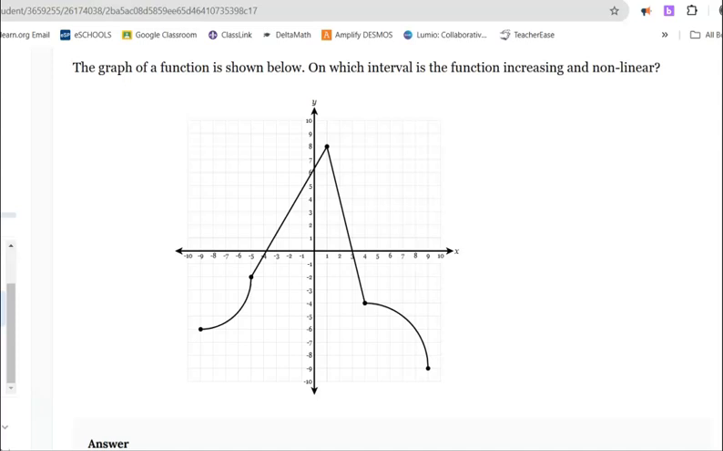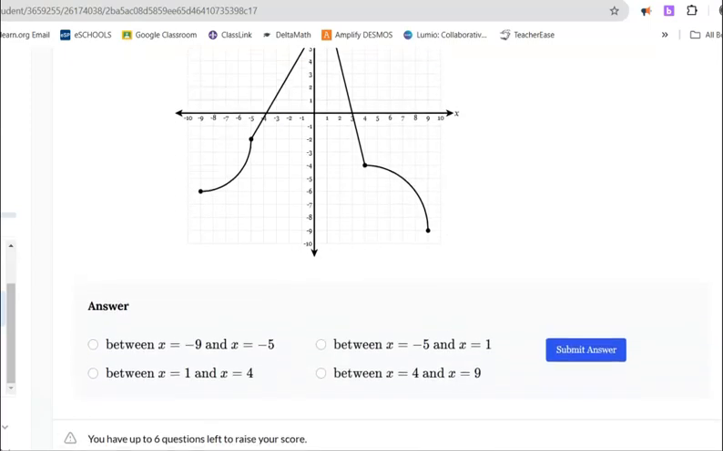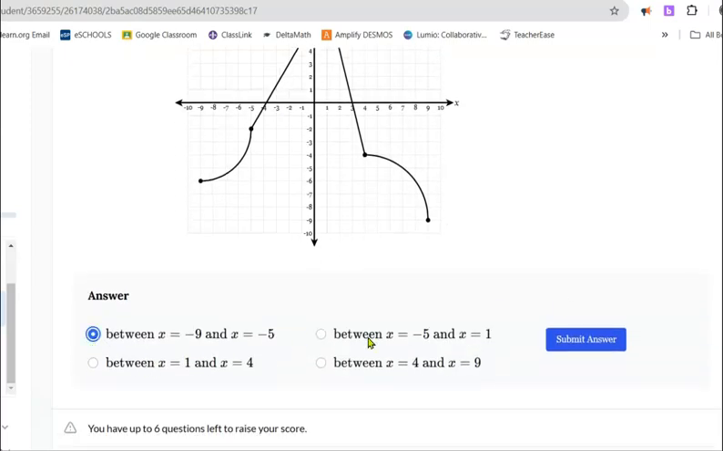So what we do is we draw a line from the start to the finish, and we look at those numbers. So between negative 9 and negative 5. And then I go to the choices, and I find which choice says that. Between negative 9 and negative 5.